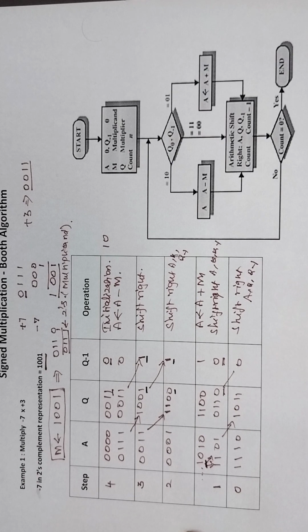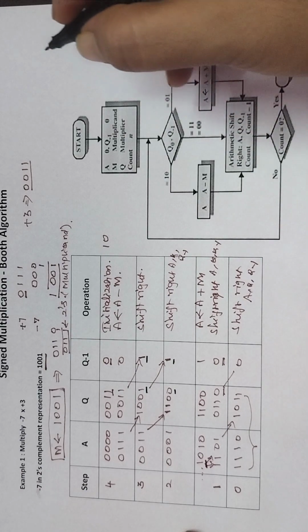So when we are multiplying minus 7 into plus 3, we will get the resultant in the product as here. This is our product. So 7 into 3 is minus 21.